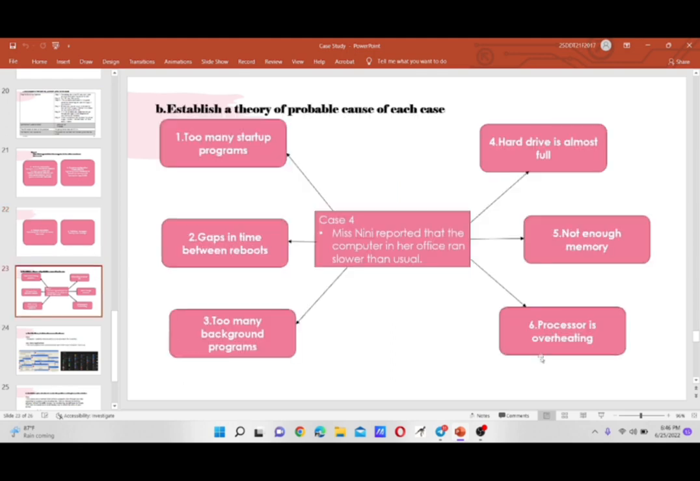Establish a theory of probable cause for each case. Case 4. Miss Nini reports that the computer in her office runs slower than usual. Number 1: too many startup programs, long gaps in time between reboots, too many background programs, hard drive is almost full, not enough memory, processor is overheating.